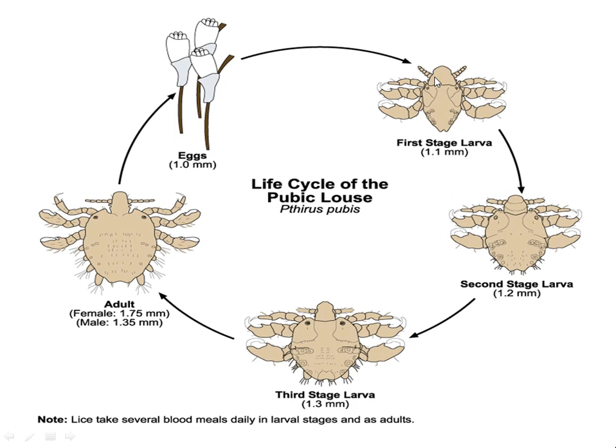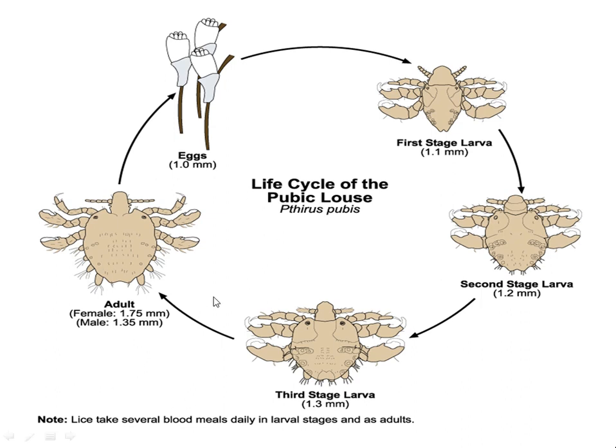So in each stage of the life cycle, it goes on developing, and after the third stage, it develops completely into a mature adult pubic lice. Female measures about 1.75 millimeters in length, and the male measures about 1.35 millimeters in length.